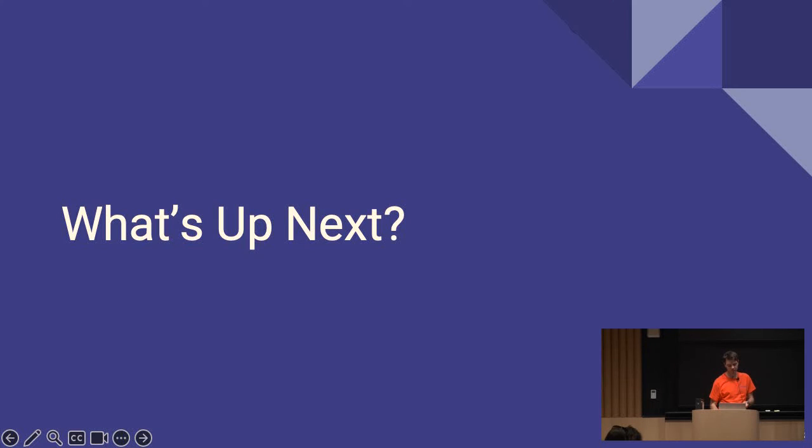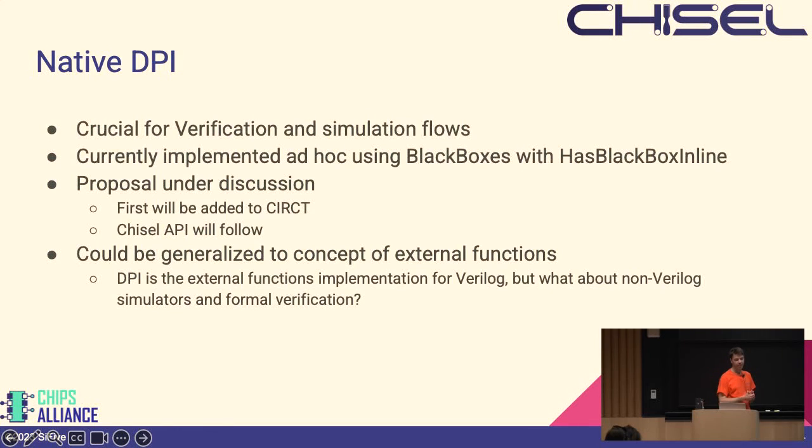Okay, so what's up next? One thing that is very important for verification and simulation is DPI. That's kind of, if you don't want to be doing everything in SystemVerilog, but you're verifying Verilog, DPI is kind of like your main escape hatch. And so we are working on first class support for calling DPI from Chisel. People currently kind of do this ad hoc using black boxes. We're trying to make it a properly specified thing.